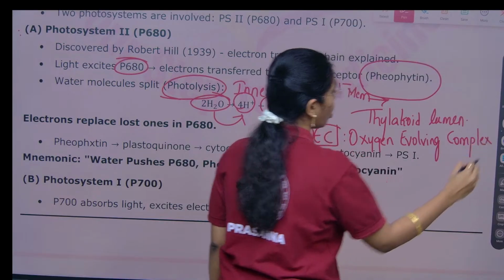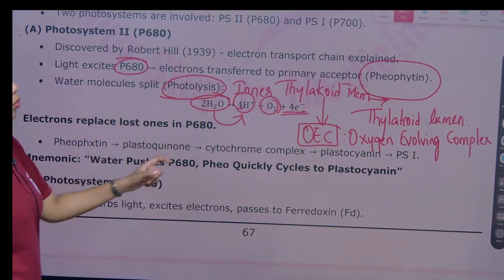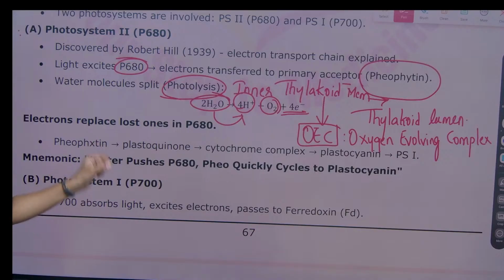Oxygen evolving complex, that is situated attaching to the inner thylakoid membrane towards the thylakoid lumen, where photolysis of water occurs. Here electrons will replace the lost ones in P680. In photosystem 2, the complete sequence of the electron is mentioned.